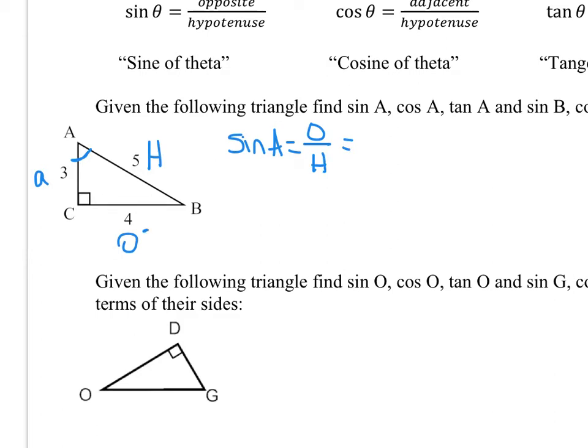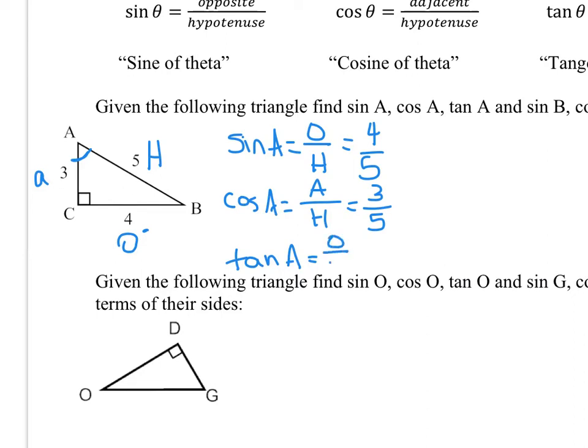So the opposite is a 4, and the hypotenuse is a 5. Done. We don't even have to find the angle. You may remember from last year you guys found angles. We're not doing that this year. So the cosine of A is adjacent over hypotenuse. So the adjacent is 3, the hypotenuse is 5, and the tangent of A is equal to opposite over adjacent, which is 4 over 3. That's how you do it.